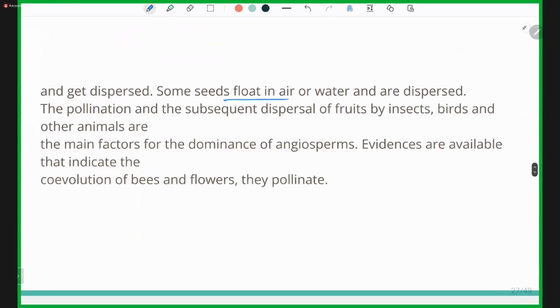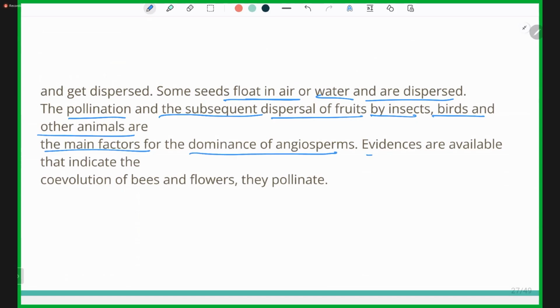Now, some seeds float in air and water as well, and by this method they are dispersed. The pollination and the subsequent dispersal of fruit by insects, birds, and other animals are the main factor for the dominance of the angiosperms. Evidence is available that indicates the co-evolution of bees and the flowers that they pollinate. Evidence is also available that bees and larvae have co-evolved in order to ensure better pollination for better dispersal of the angiosperms.